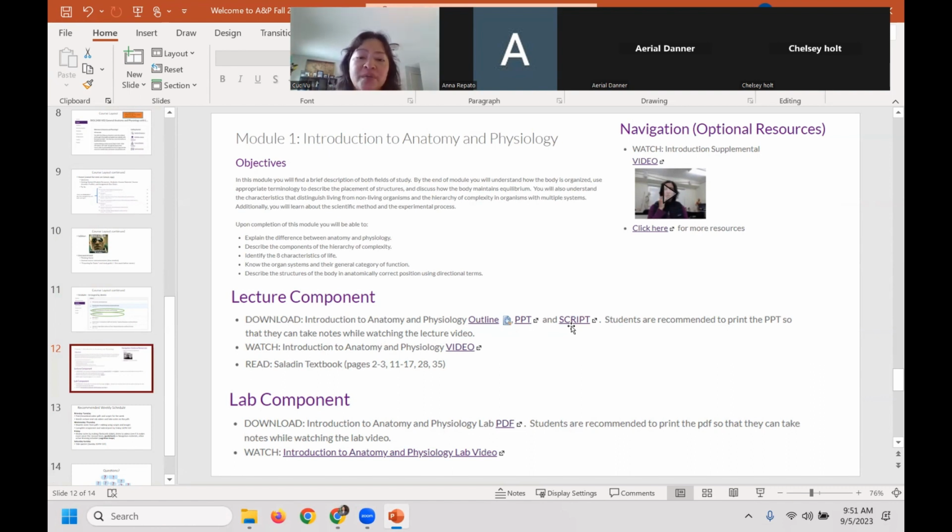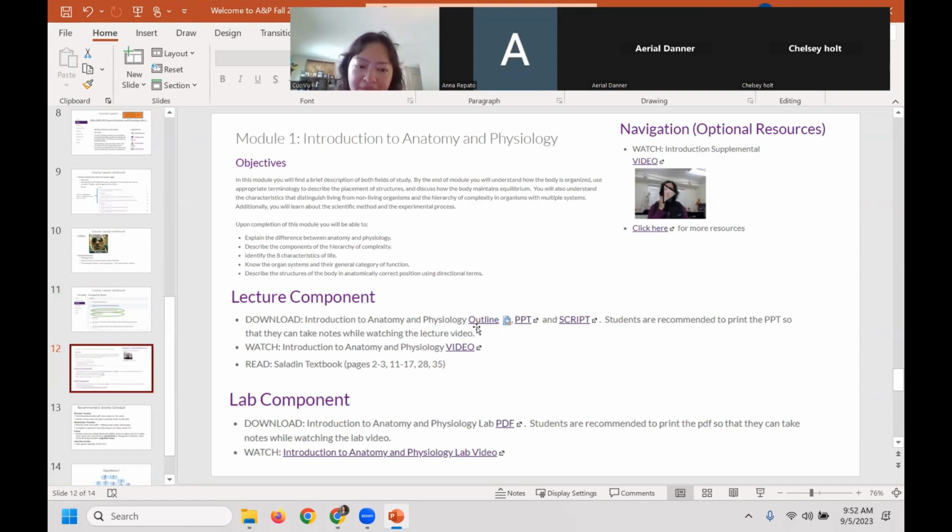So the script is what the professors narrated. Then the video link is there. The textbook, again, use it as you will, but your primary sources of information should be these first two bullet points right here.